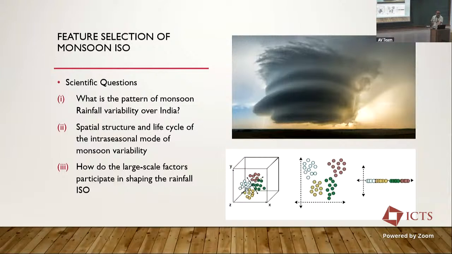So these are the questions: what is the pattern of monsoon rainfall, its subseasonal variability, spatial structure and life cycle, and how the large scale factors participate in shaping the rainfall. Now remember, you get a rainfall pattern from rainfall data, labeled data. It's not that rainfall should organize only in terms of rainfall.